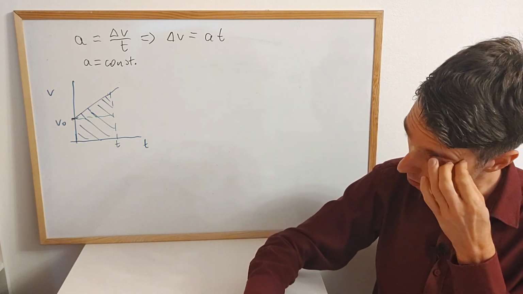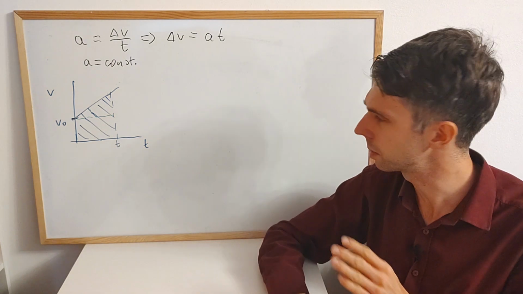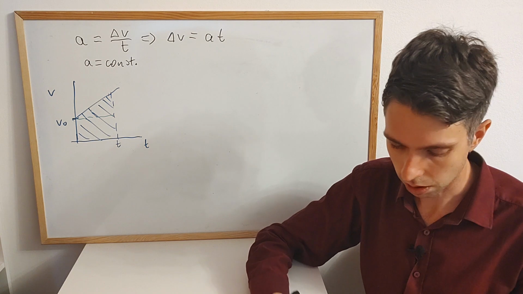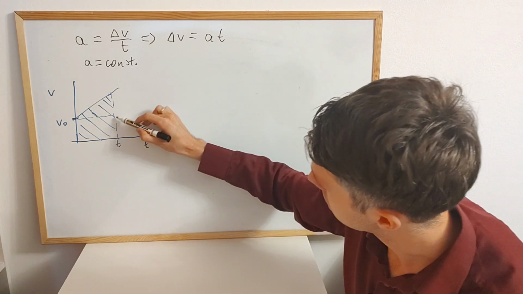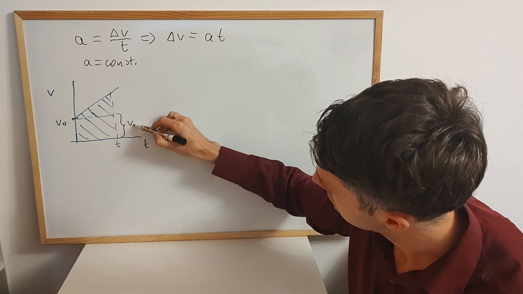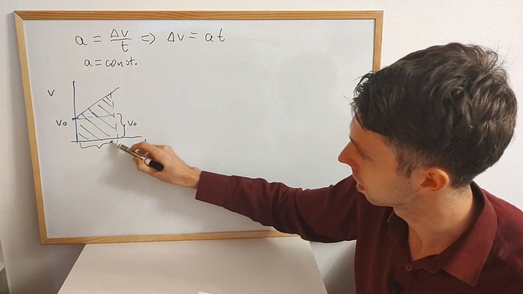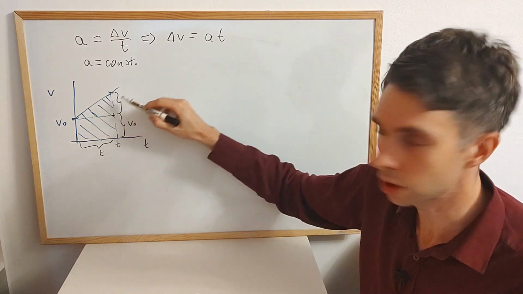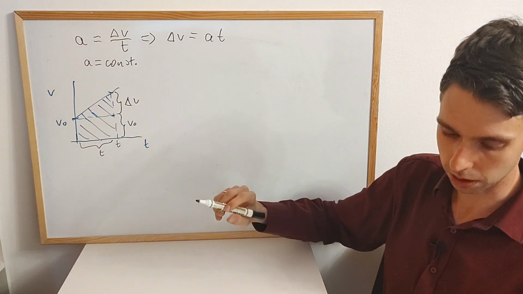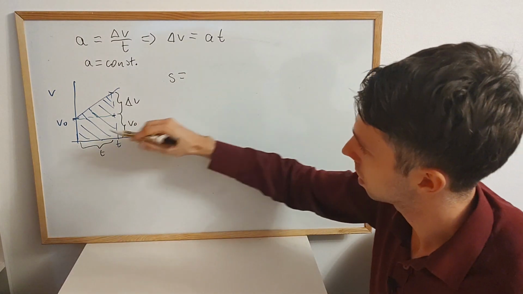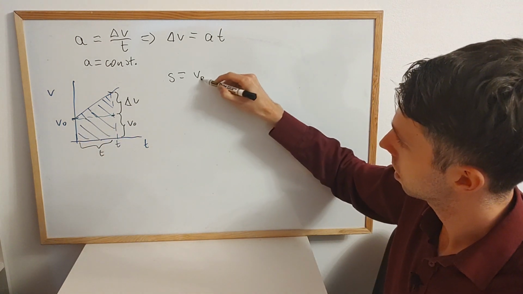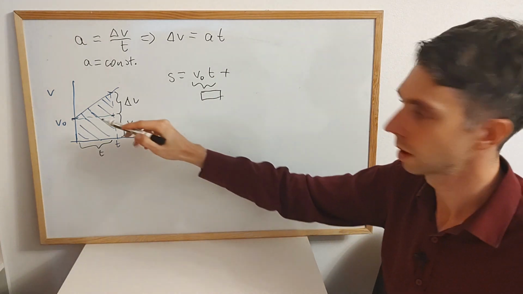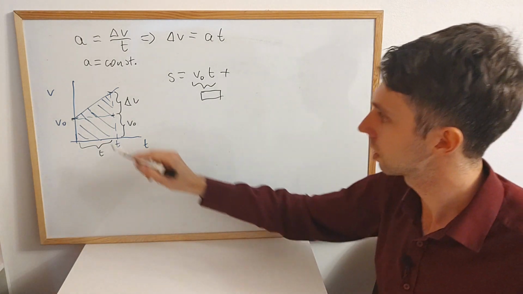It's just more convenient to do it like this. Maybe the formula is a little bit simpler or more convenient. Okay, so now look, this is initial speed, this is time, and this is final speed minus initial speed. So this is change in speed. So area is rectangle v0 times t, this is area of rectangle, plus I add the area of the triangle.